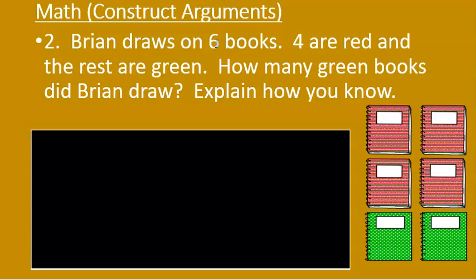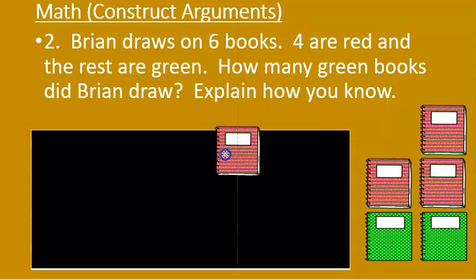That's what we're going to have to start realizing too. Which sentence is telling us the total number? It is usually going to be this first sentence. Now, let's keep reading. 4 are red and the rest are green. So look right here. First graders, how many books are red? 4. So watch Mr. Begay.